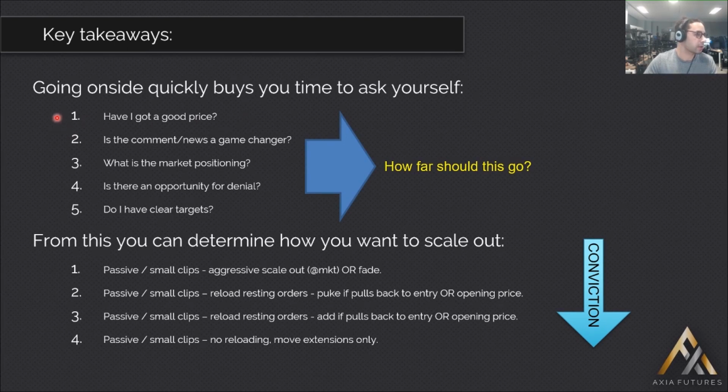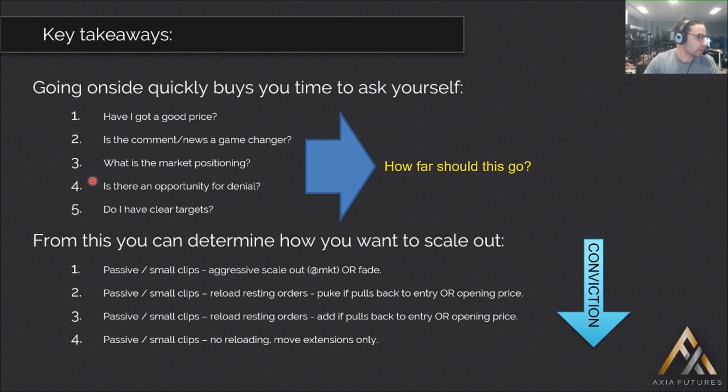It makes such a difference as to your estimation of where the trade could pull back to, given how some of these subsequent questions are answered, that it's really something that you want to be aware of. So have I got a good price, and where is that relative to the opening price of the move? Secondly, is the comment or the news or whatever you're trading a game changer? Are we going to see just a reaction based on market positioning, or are we going to see this market trend because something significant has fundamentally changed, that the market needs to reprice for this new set of circumstances?